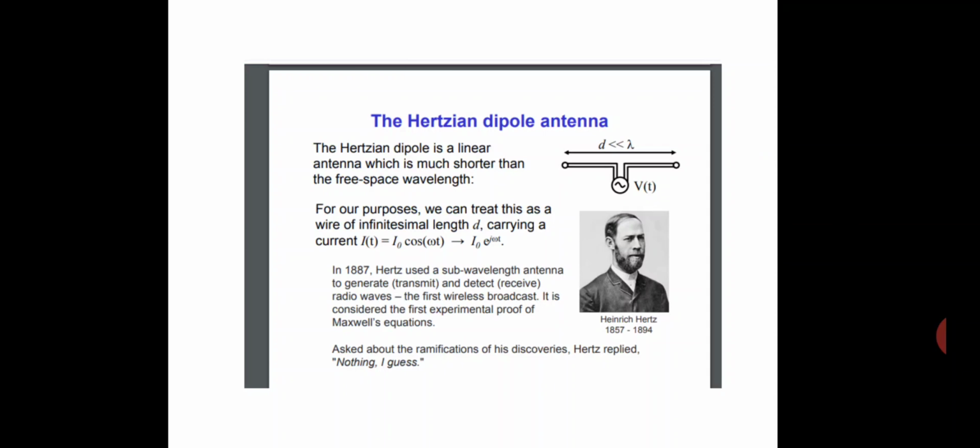The Hertzian dipole is a linear antenna which is much shorter than the free space wavelength. For our purpose, we can treat this as a wire of infinitesimal length d carrying a current I(t) equals I naught cos omega t. We can write it as I naught e to the power j omega t. So the dipole is a straight wire antenna carrying current I equals I naught e to the power j omega t.